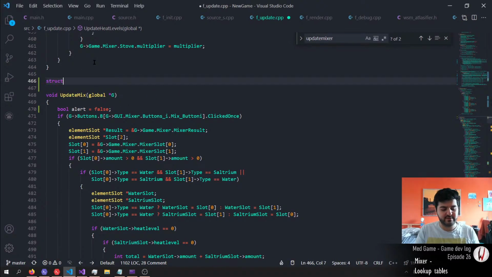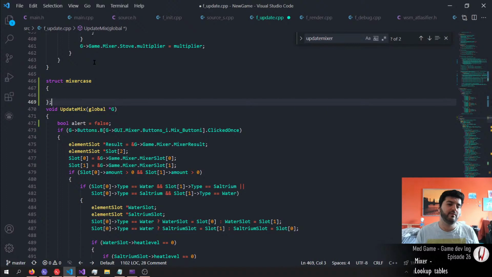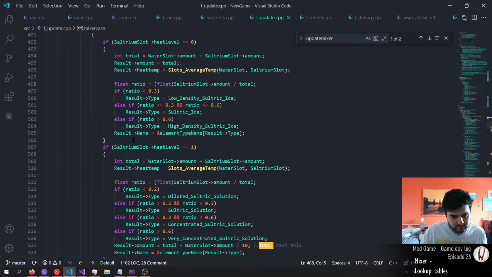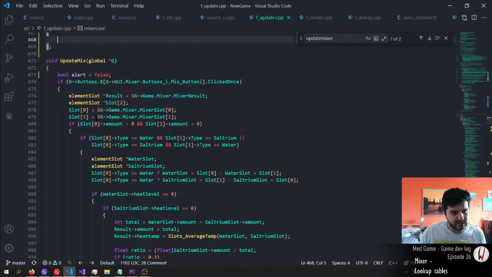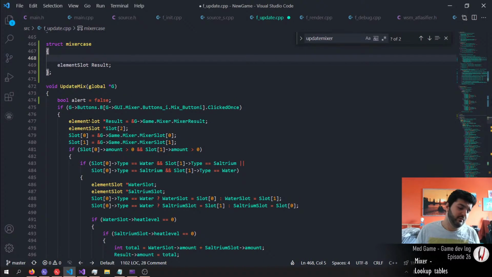For now I'm going to write it here, and move it somewhere else later. So let's say we have a struct mixer case, and it will have a result. It will have an element slot, which is the result.